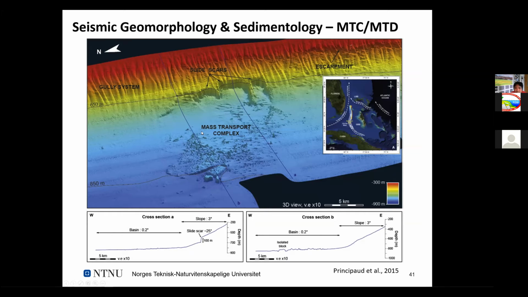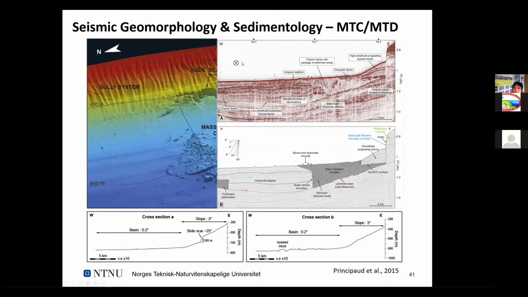And this is an example of the seismic section going from east to west, where you have these chaotic facies, and sometimes you have these big isolated blocks of bright amplitude that represent this mass transport complex.